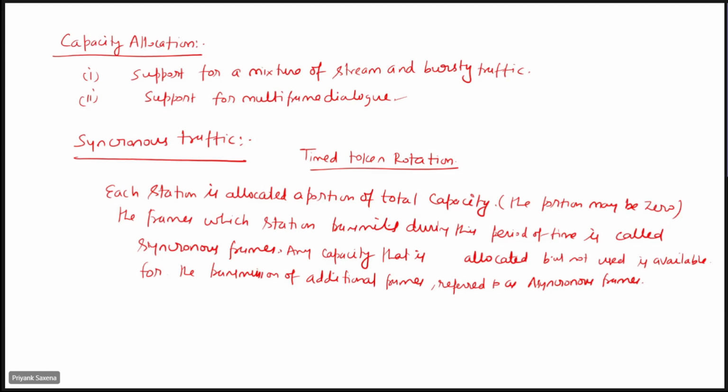So as compared to the token ring, you can see that it supports multi-frame dialog. Multi-frame dialog means at the same time a station can send multiple frames, and it also supports a mixture of stream and bursty traffic. So there are two types of traffic. We can say streamy traffic means it is a kind of synchronous traffic, and bursty traffic means which you cannot predict when it will be there, when it will not be there. So we have characterized it as an asynchronous traffic.